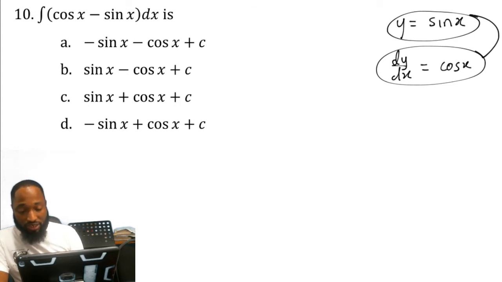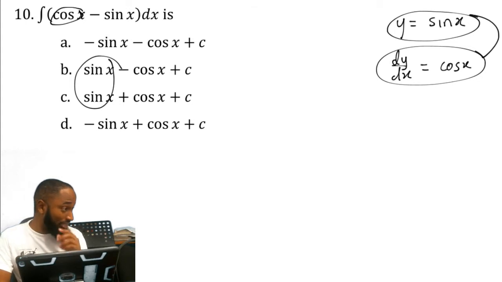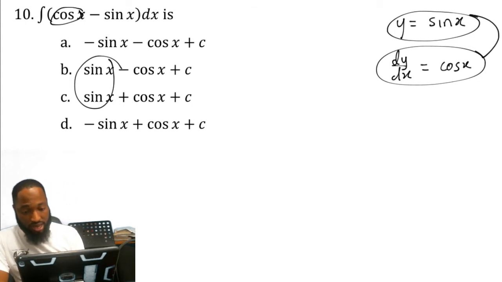We integrating, so we're going backwards. So we have cos x and we're going backwards, so we should end up with sin x with one of these. Eliminating, so it's either B or C now. And it's negative sin x and we're going backwards.